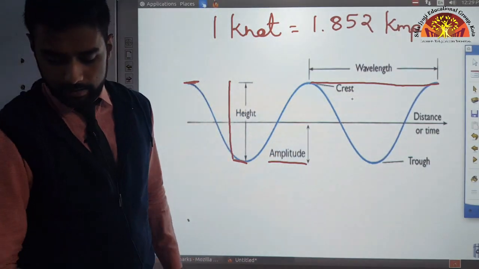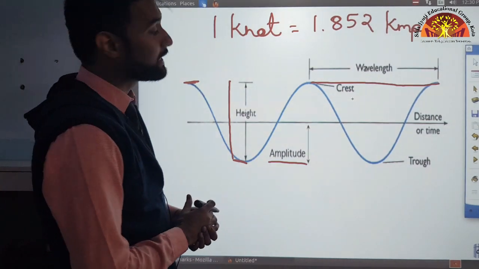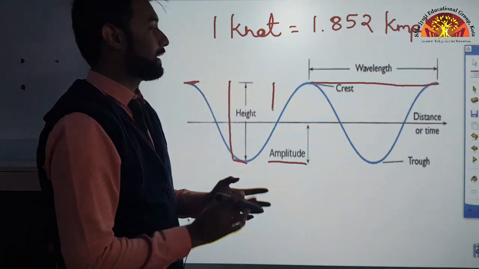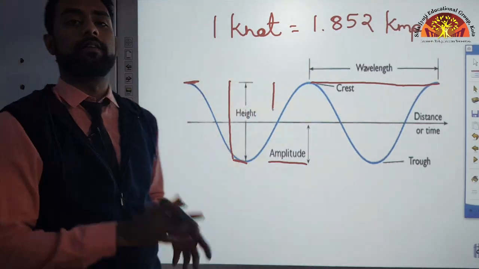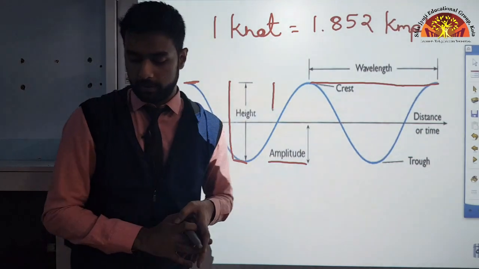Now, next we have wave frequency. It is the number of waves passing a given point during a 1 second time interval. Now, we take a point here. How many waves will pass through this point in 1 second is called the wave frequency. So, students, these were the characteristics of waves. I hope you understood it well.